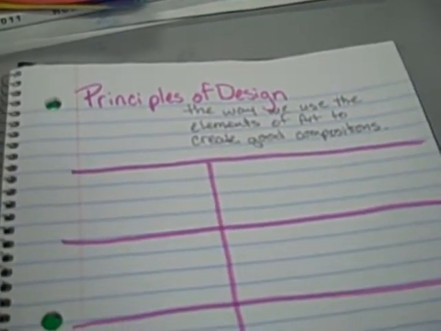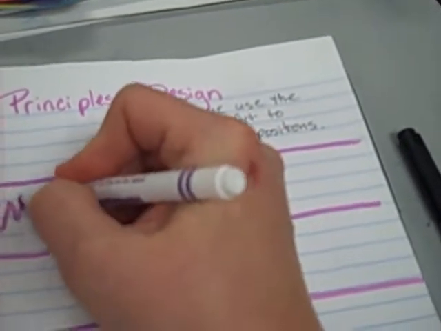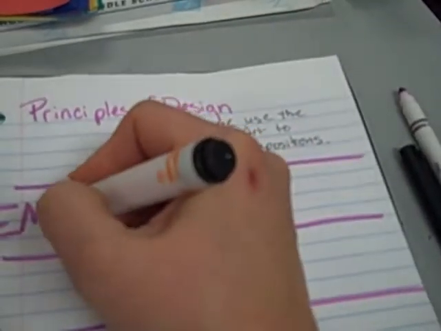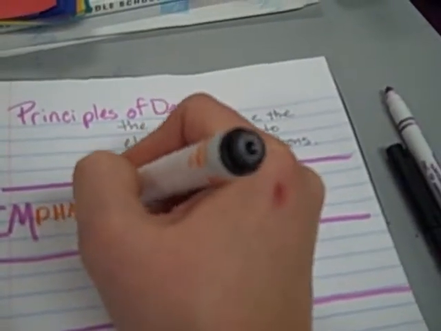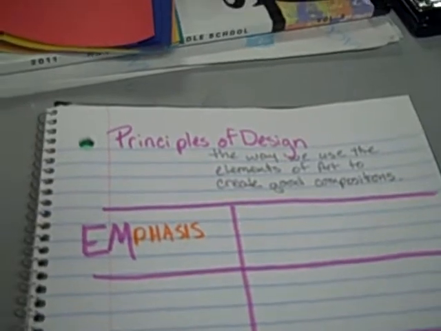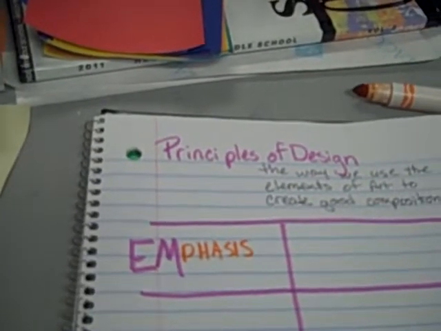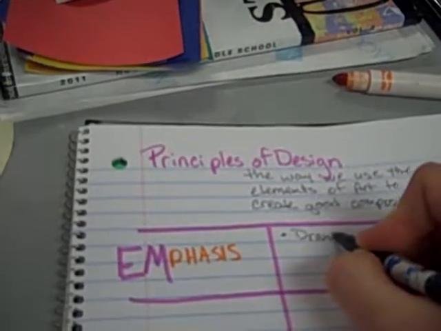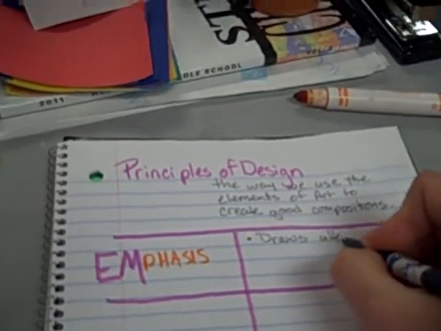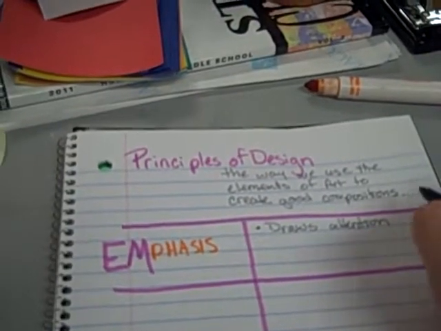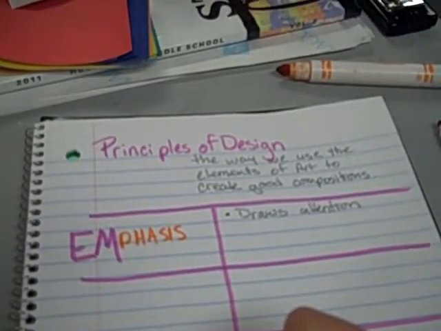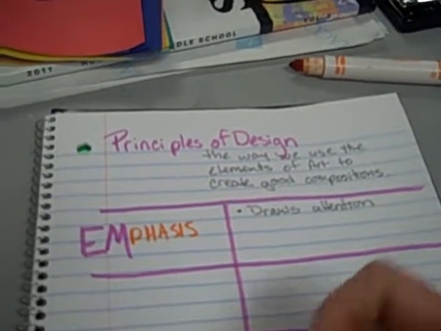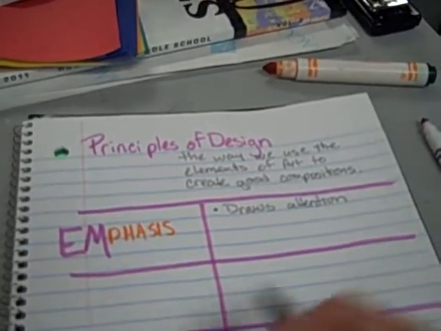The first principle of design is called emphasis. Oh, I wanted that to be in orange, but oh well. Emphasis is the element of art that draws attention. Or excuse me, it's a principle of design. You create emphasis by making sure you have contrasting elements.